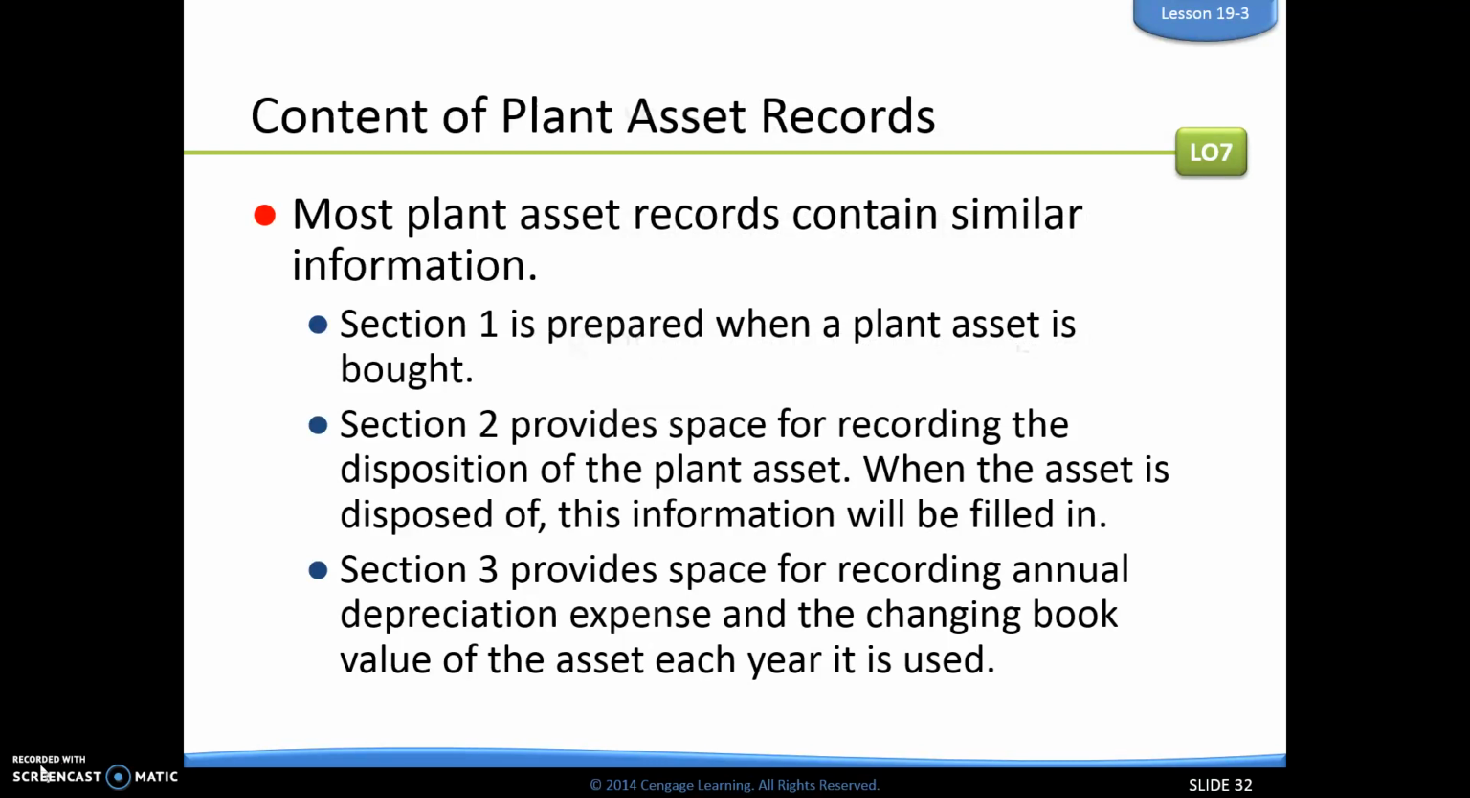Now, although they might look different, most plant assets are going to contain similar information, and they are going to have three sections. Section 1 gets prepared when the plant asset is originally bought. Section 2 is going to be completed when we record the disposition of a plant asset. Disposition just means disposed of, okay? Once it gets sold or we just discard it, we fill in section 2. And then section 3 is where we record annual depreciation expense and then the changing book value of the asset each year it gets used.